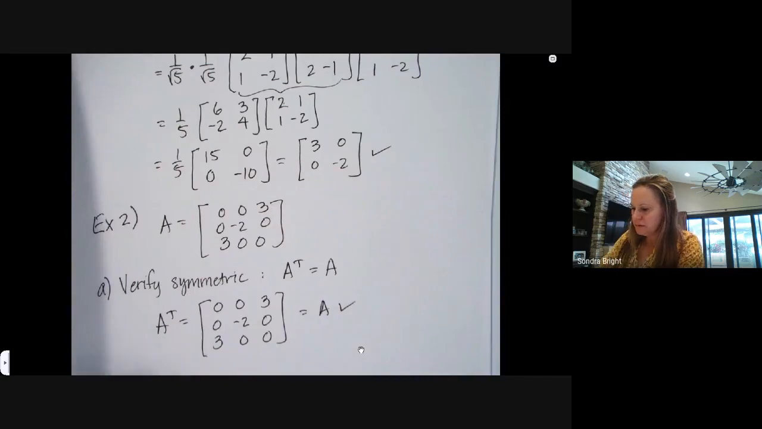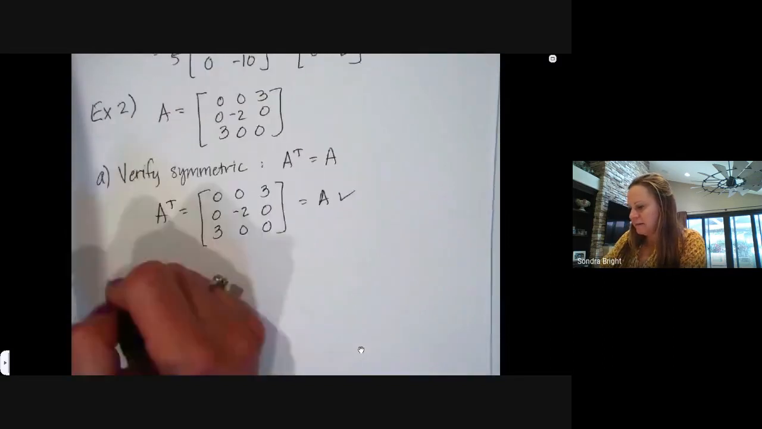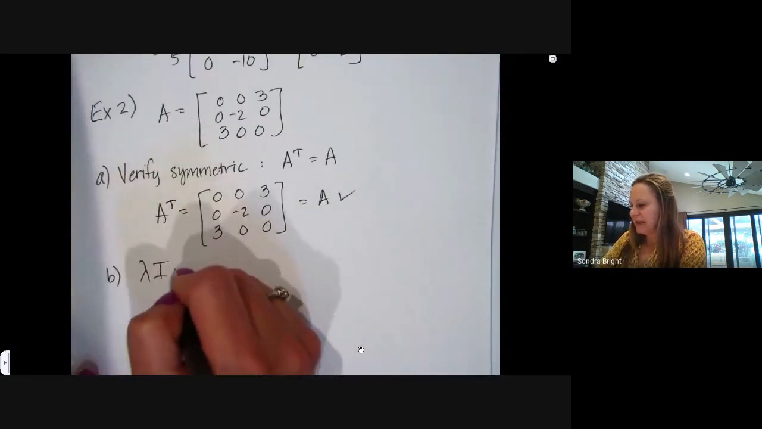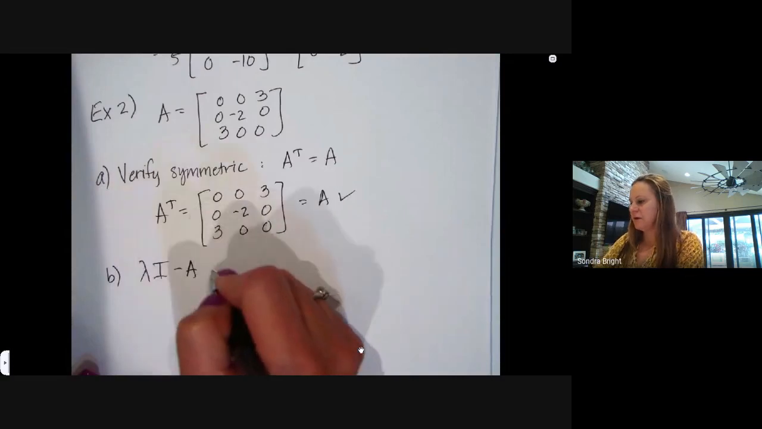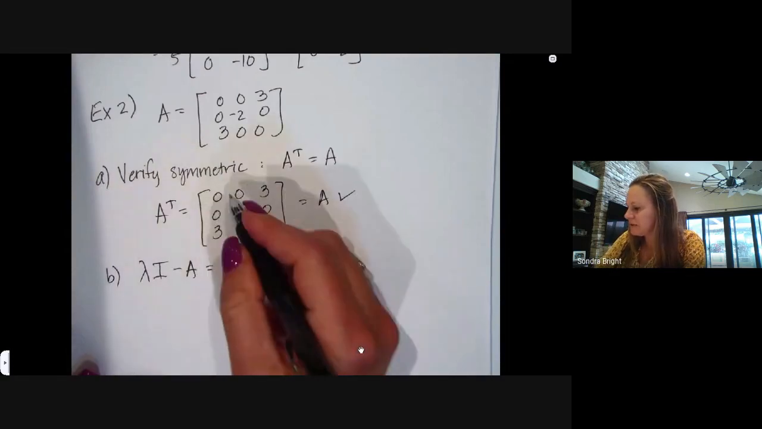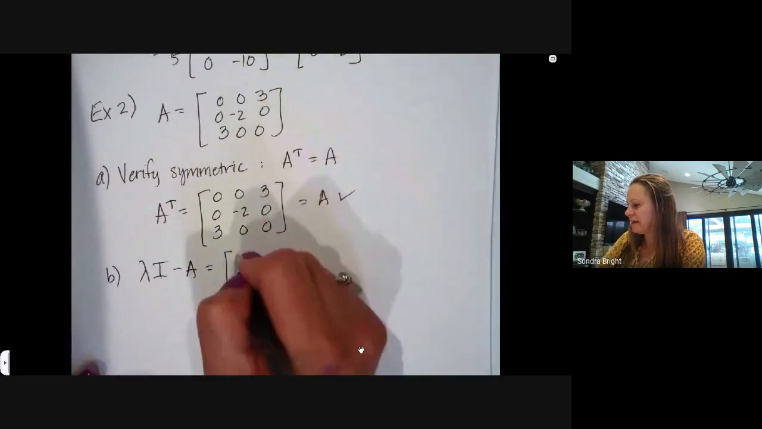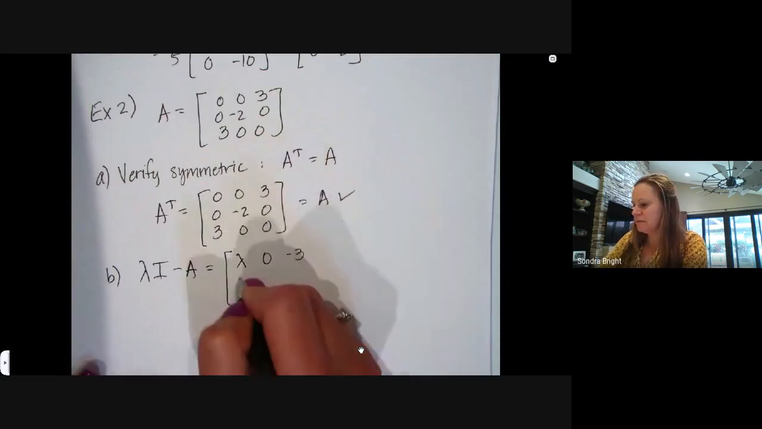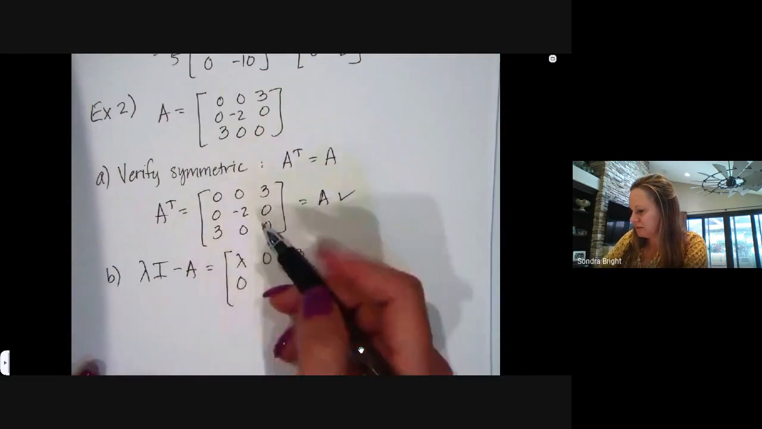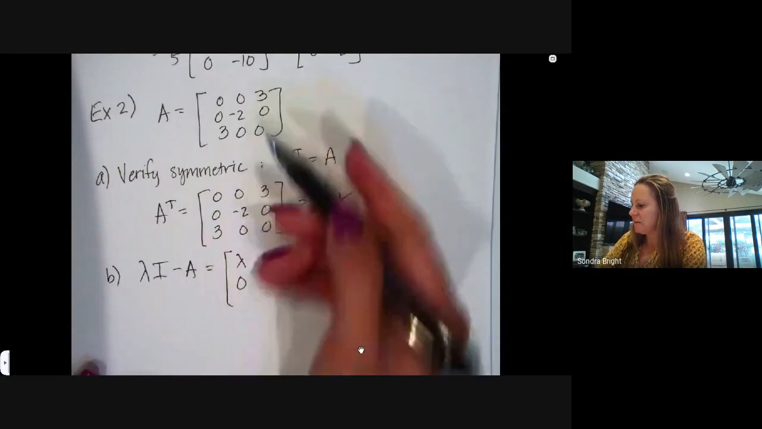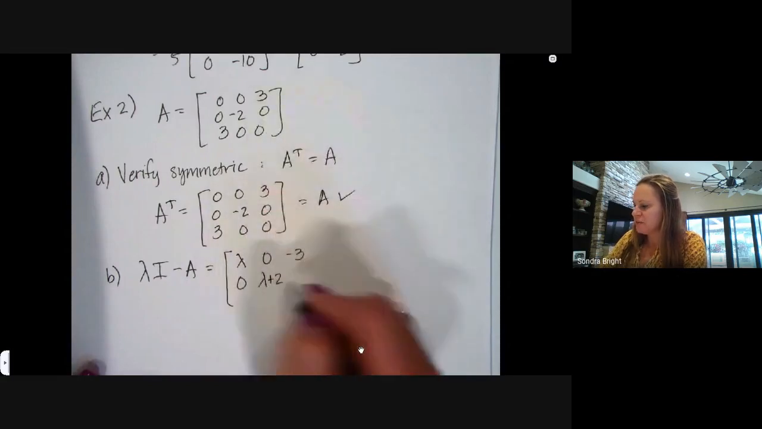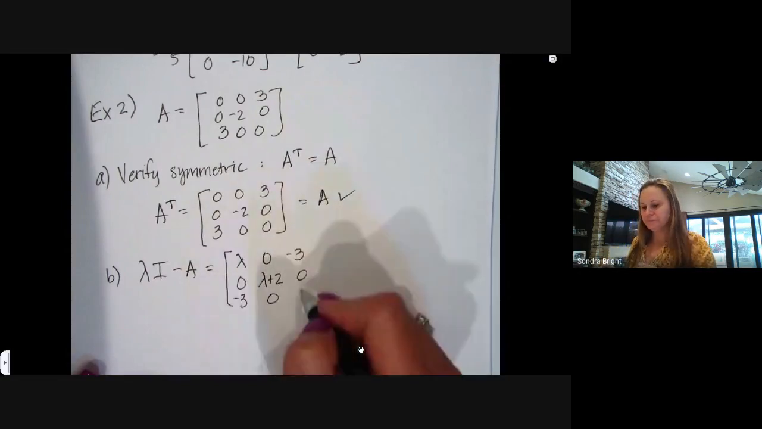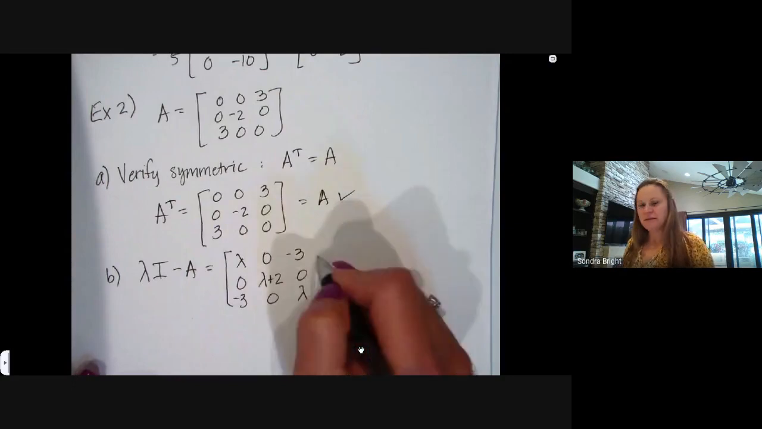All right, now we're going to find the eigenvalues. And to do that, I need lambda times the identity matrix minus A. So it'll be lambda minus A. Okay, so lambda minus 0 is lambda. 0 minus 0, 0 minus 3. 0 minus 0, 0 minus -2. They're the same, so lambda plus 2. And then 0 minus 0, 0 minus 3, 0 minus 0, lambda minus 0. All right, so there's that.